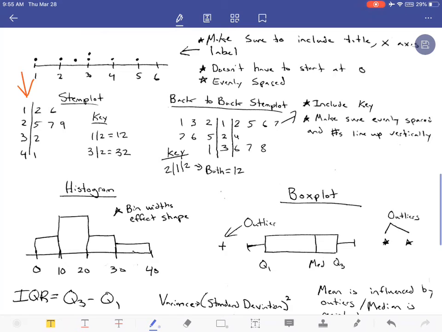Something else I did not write down, but it's important to know, is that on the right side of the back-to-back stem plot, you're going to write your numbers in order from lowest to highest, and then the left is going to be the opposite of that. So a way to think about it is the lowest numbers always start closest to the stem, and then you work your way out past that. All right. So that is the stem plot and the back-to-back stem plot.